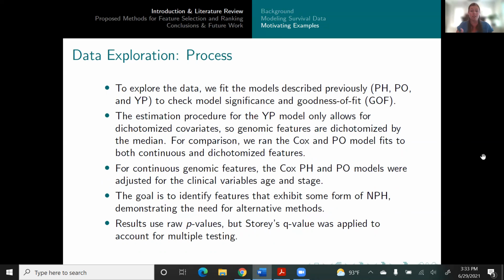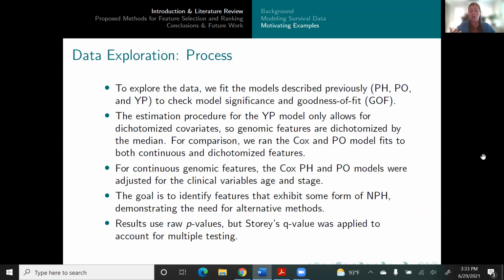Now, the first process we looked at is we wanted to just explore the data. So we decided to fit the models previously described, the PH, PO, and YP models, to check model significance and goodness of fit. The estimation procedure for the YP model only allows for dichotomized covariates. So in that particular case, we had to dichotomize the genomic features by the median. And then for comparison, we also ran the Cox and PO models with dichotomized data. So we'll have both continuous and dichotomized results for the Cox and PO models.